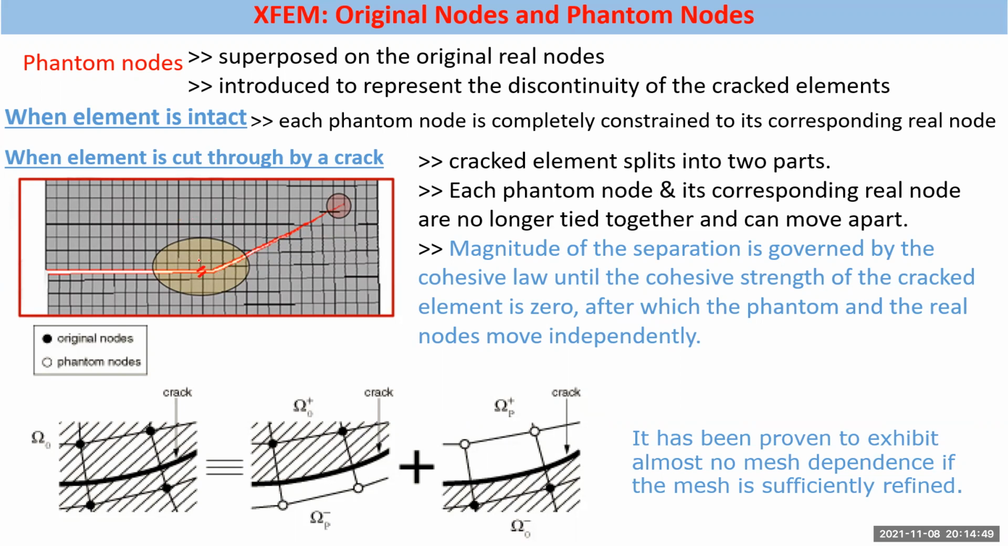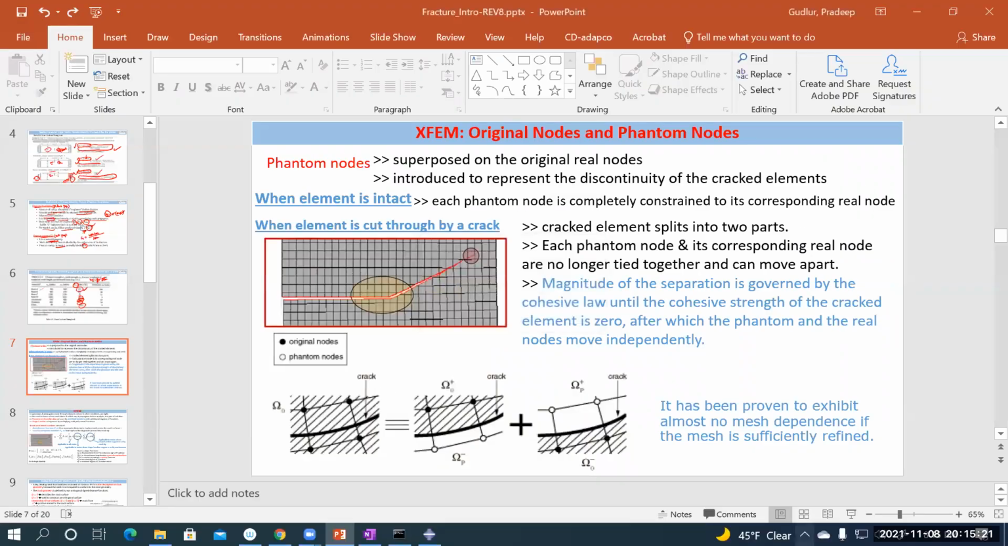Most of the other methods have difficulty in computing the displacement jump. And also at the crack tip, you have stress intensity amplification happening, right? Exactly at the crack tip, you have a singularity. So most of the other methods will have difficulty. How is XFEM able to do this, and independent of mesh? How XFEM does this is through something called phantom nodes.